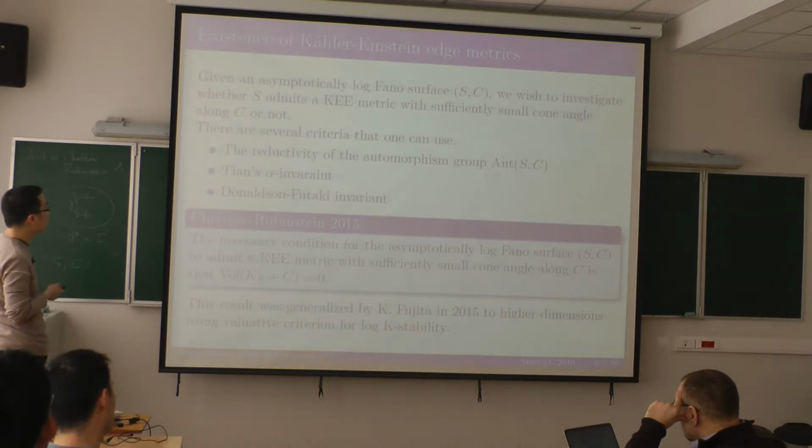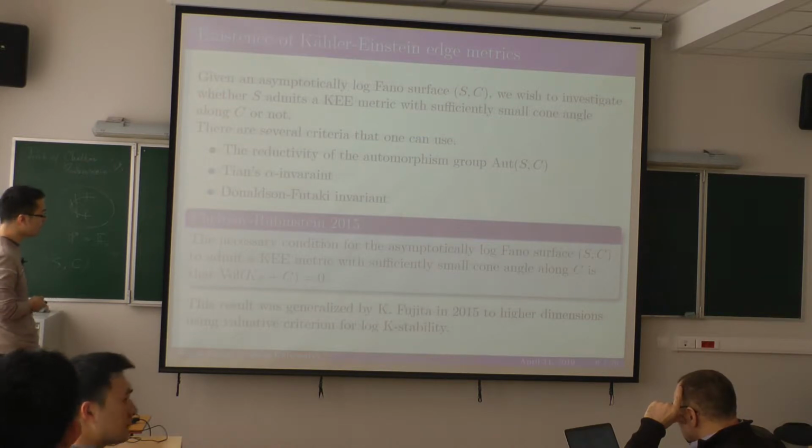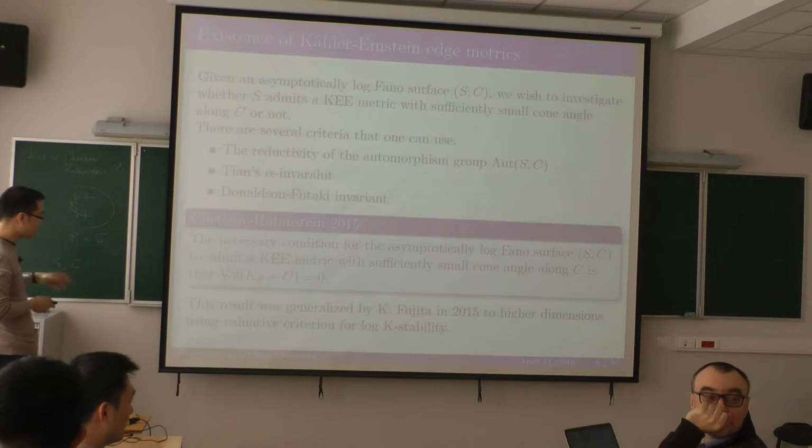So with these tools combined, in 2015 Cheltsov and Rubinstein showed that for the list here, if we want the pair to admit a Kähler-Einstein edge metric with small cone angle, then a necessary condition is that the volume of this line bundle has to vanish. Okay, so this is their result. And later, by Kento Fujita, this result was generalized to higher dimensions.